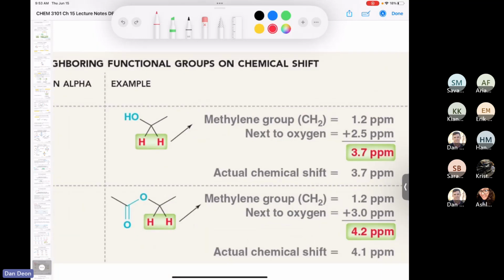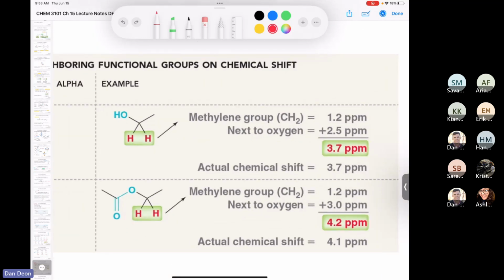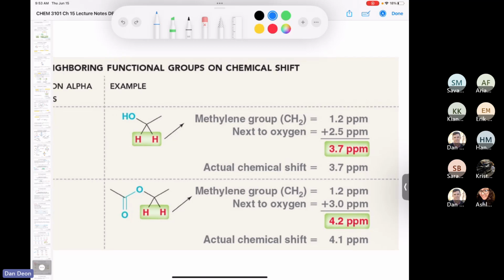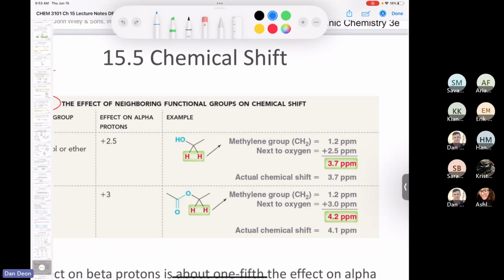And so let's say you have an oxygen next to these two methylene protons. The baseline of a methylene, we said, was 1.2. And then the electron withdrawing effect of this oxygen is 2.5. So we add 2.5 to 1.2, and we get a chemical shift of 3.7. It turns out the actual chemical shift is 3.7.